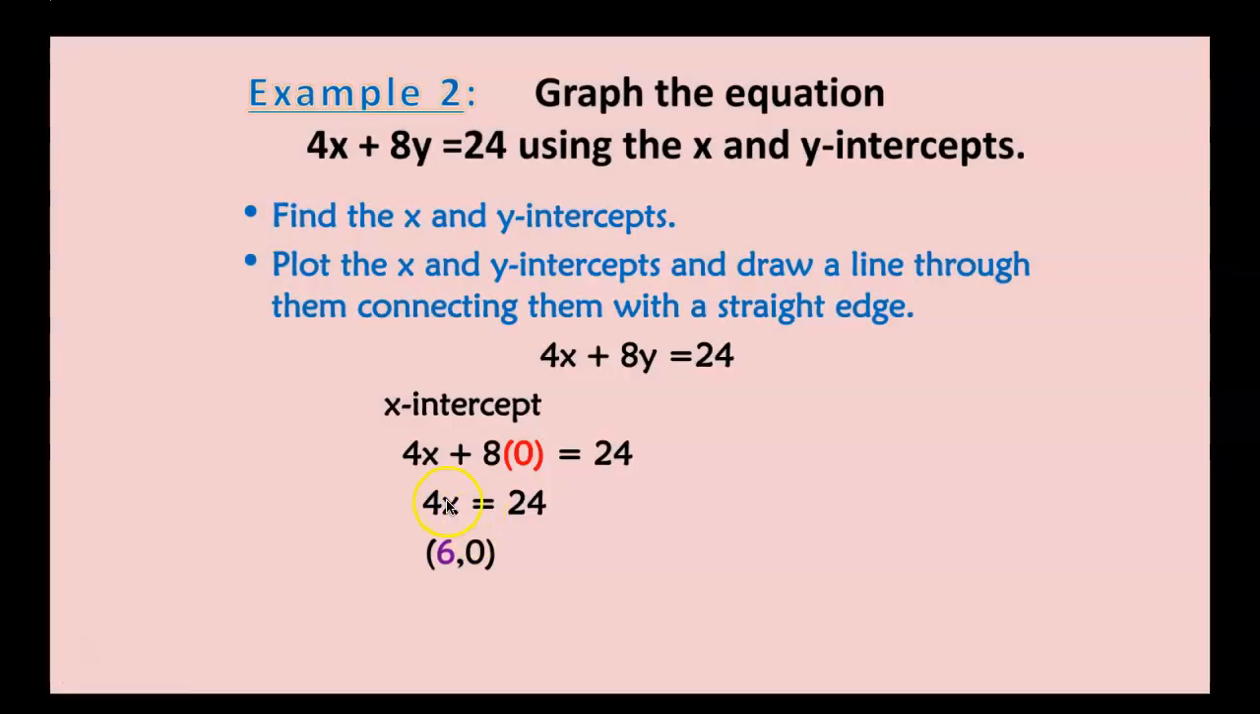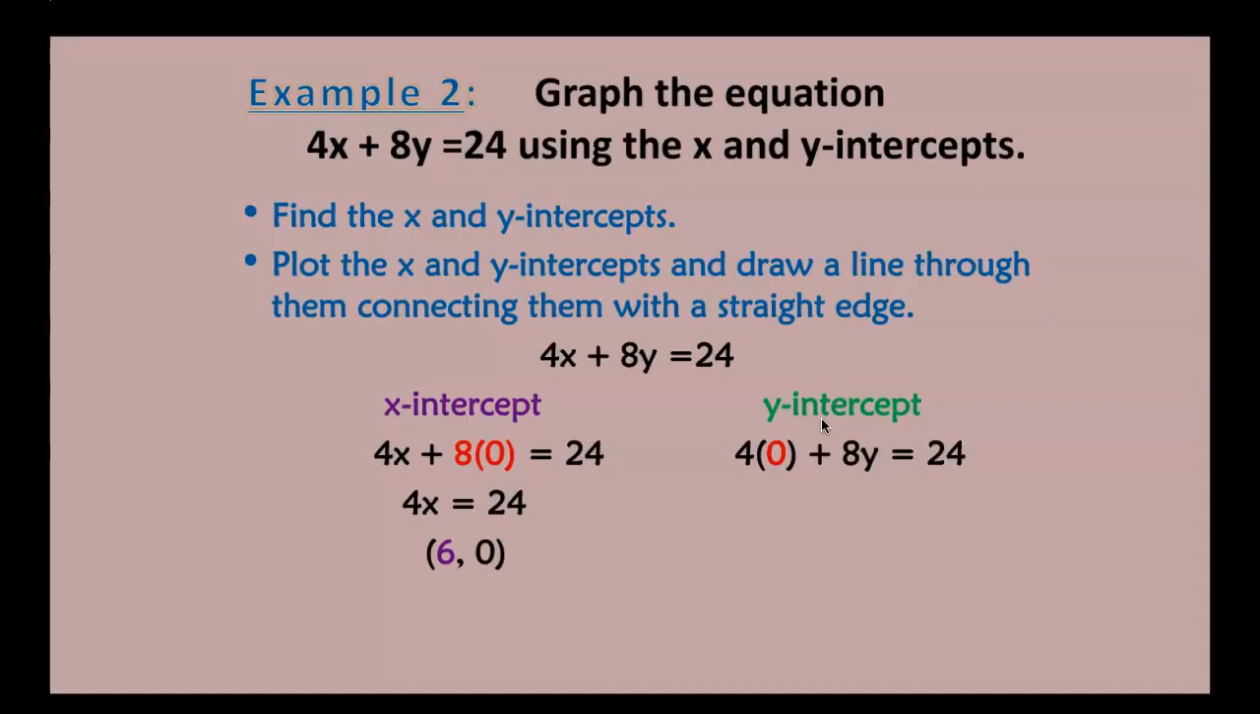So x is 6. I'm now writing it as a point. In your exercise that you're going to do for the practice sheet, you need to write them as points. So x coordinate is 6, y coordinate is 0. So that's the value. Now let's move on and get the y-intercept.